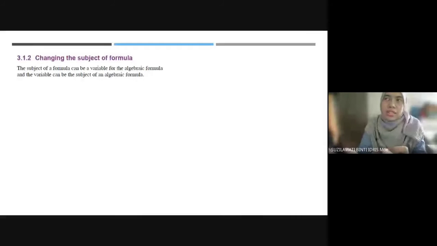This is referring to the first slide. But it's not tak semestinya X as a subject of formula. Maybe M, O, okay, S, T, U, V, okay, any variable. So what we need to learn now is to change the subject of a formula from what is given to us. We need to change it to another variable. Okay, faham?